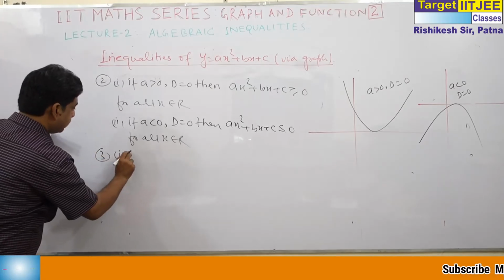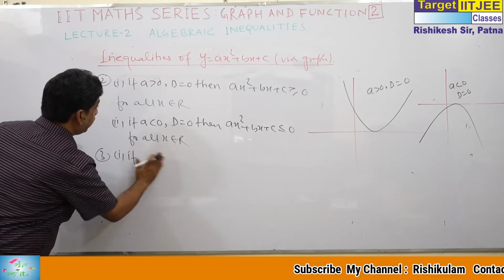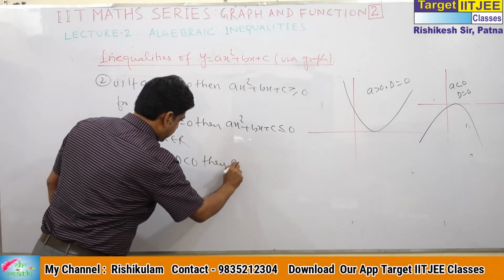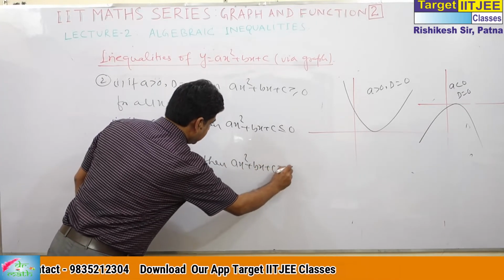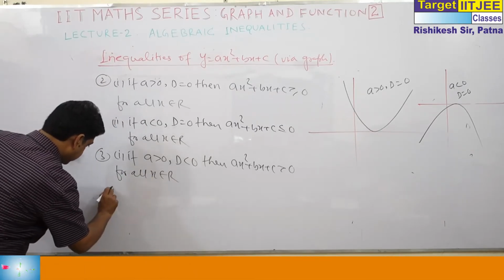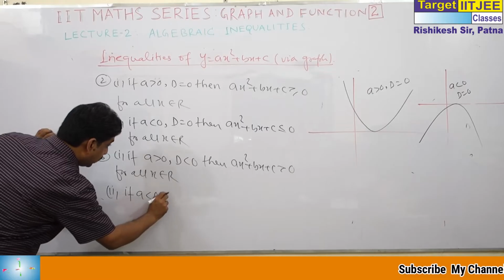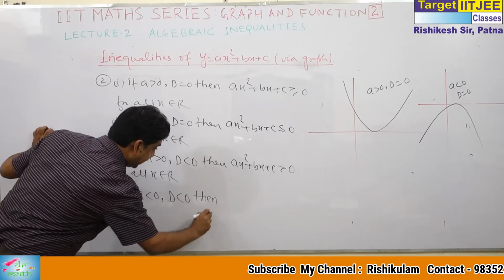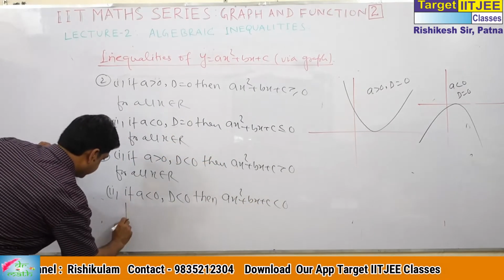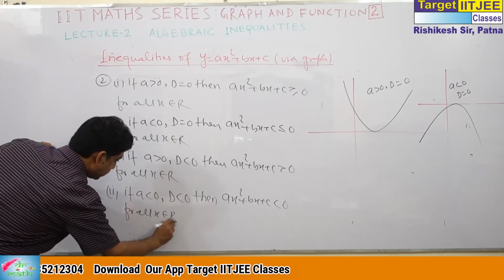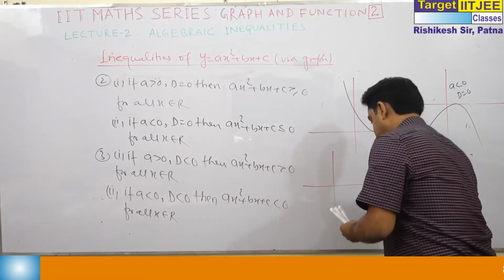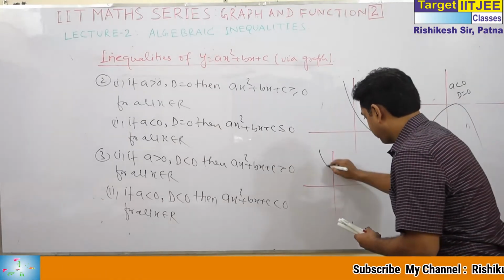Likewise, 3: if a is greater than 0 and D is less than 0, then ax square plus bx plus c is greater than 0 for all x belongs to R. And if a is less than 0 and D is also less than 0, then ax square plus bx plus c is less than 0 for all x belongs to R. If you want to go through the graph, you can also. This is the way.